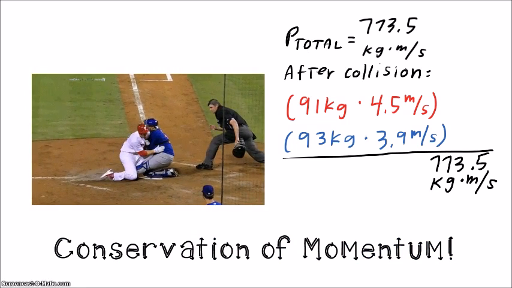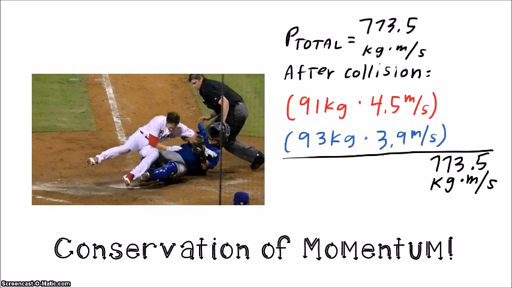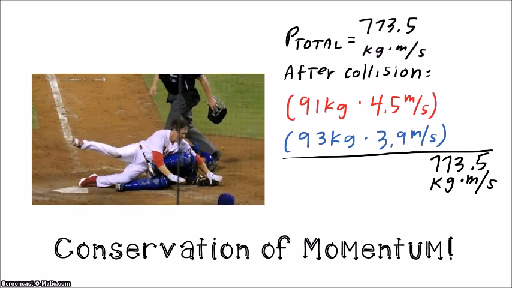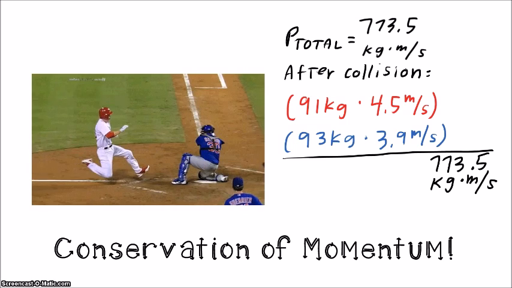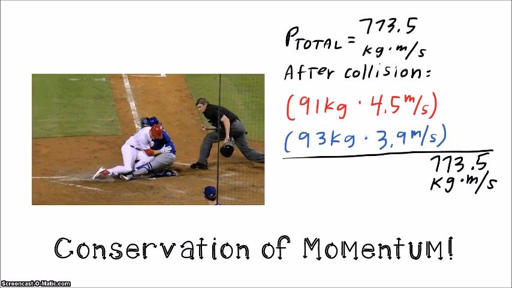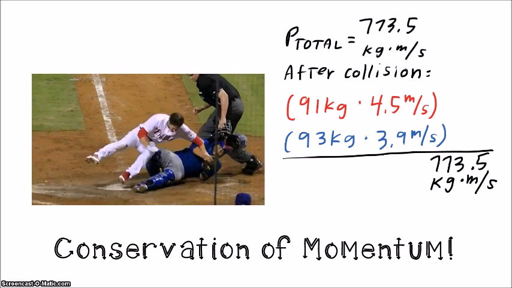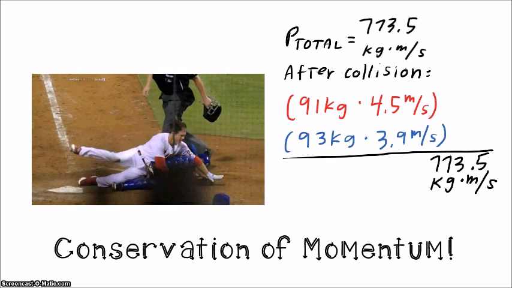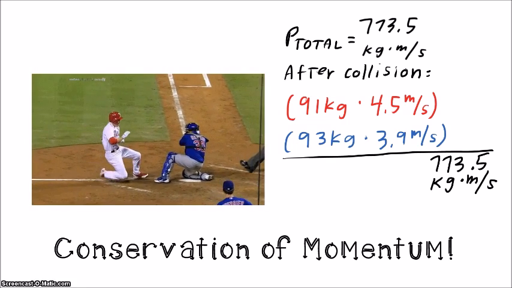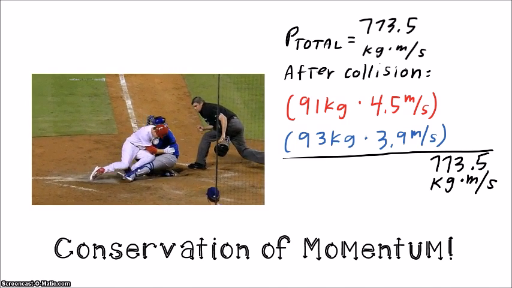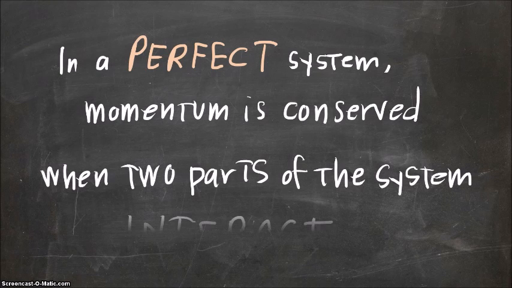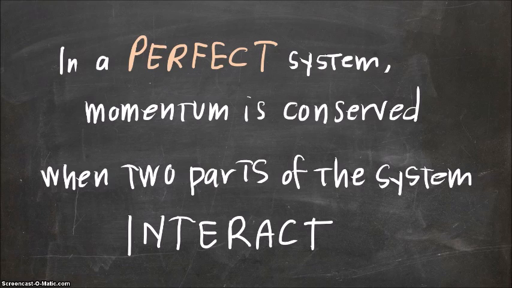Now, the types of collisions does matter. Inelastic versus elastic collisions. Do the things bounce? Do they stick together? We'll see that in lab, in class. I'm not going to go into that in too much detail here. Just knowing that momentum is conserved, you calculate the total momentum by finding the momentum of each of the parts. In a perfect system, momentum is conserved when two parts of the system interact. So the momentum does not change. In a perfect system, the momentum will stay the same before and after a collision, before and after an explosion.